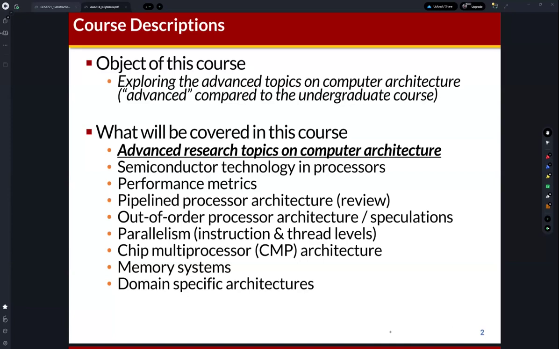Okay? So I will cover the out-of-order processor, and those are more advanced topics. I hope you can learn about advanced architecture or advanced topics on computer architecture, and I also hope these topics can be helpful for your future research. Okay.